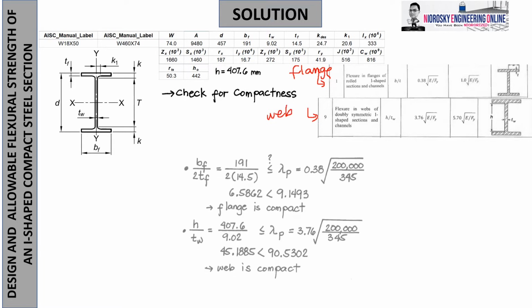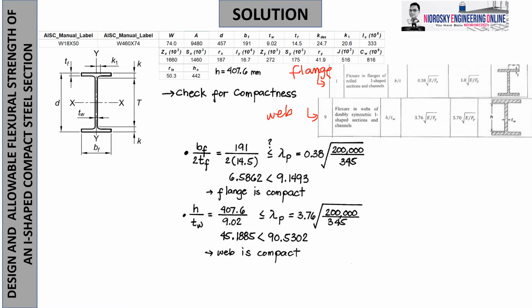So therefore, in continuation, we already discussed before na yung b is equal to bf over 2, since ito yung b natin na dinefine ni code, at ito yung breadth of the flange. So sinabi ng isa sa mga section, nakalahati lang. So we found out that 6.5862 yung value ng bf over 2tf and 9.4093 for the lambda p.